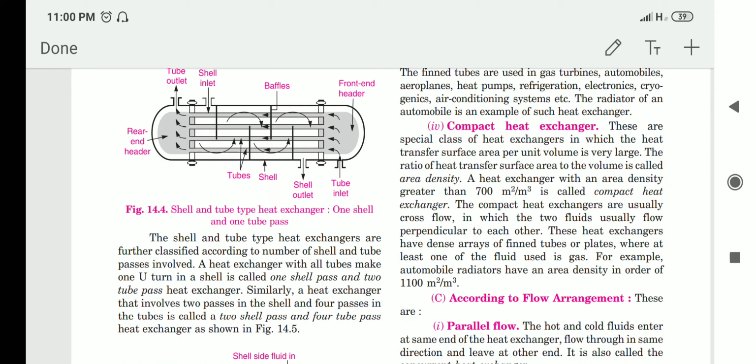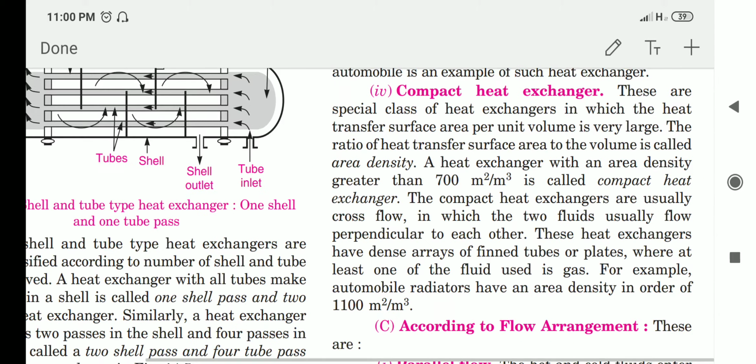Now there are the compact heat exchangers. Compact heat exchangers are generally termed as a heat exchanger whose area to volume ratio is very high. That is, for a fixed volume, if there is more area for heat exchange, it is called a compact heat exchanger. And as a general thumb rule, a heat exchanger with an area density greater than 700 meter square per meter cube is called a compact heat exchanger.